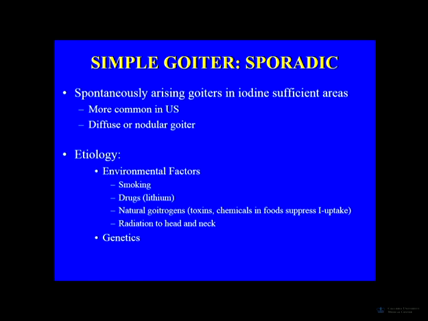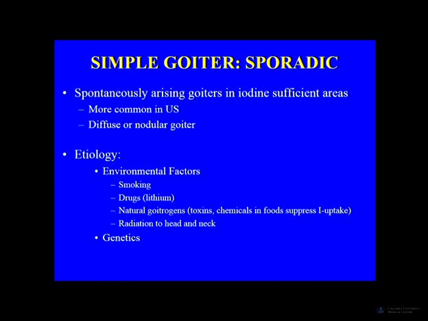Okay. Simple goiters can also be sporadic, and this is much more common in the United States. Sporadic simple goiters are simply goiters arising in iodine-sufficient areas of the world. And anatomically, they can be both diffuse or nodular. The etiology of these goiters is thought to be likely a two-hit process. Most patients probably have some type of environmental exposure.